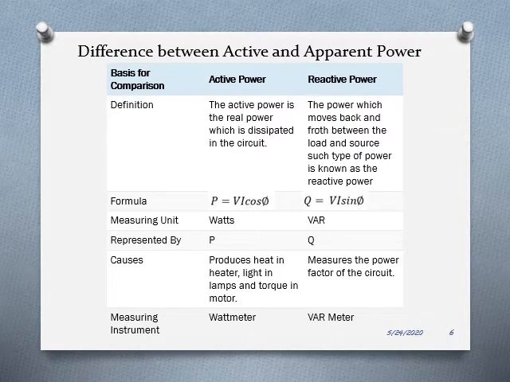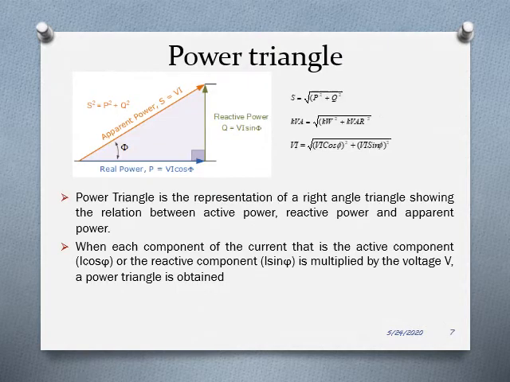The active power produces heat in the heater, light in the lamps and torque in the motor. Whereas reactive power measures the power factor of the circuit.